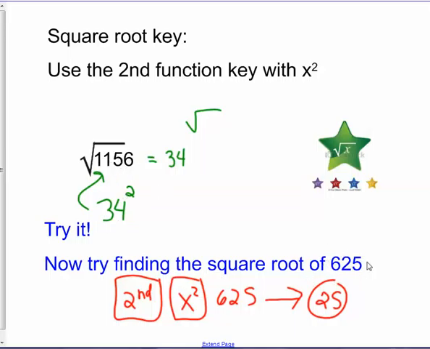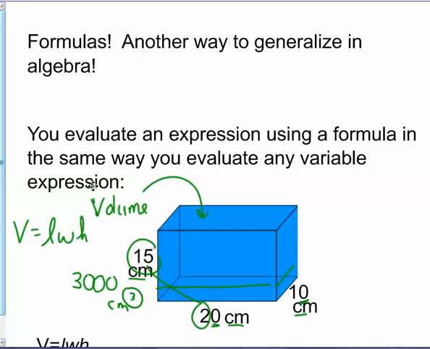Then you did one on your own. Second, function of x squared: 625 gives us 25, because 25 squared is 625.